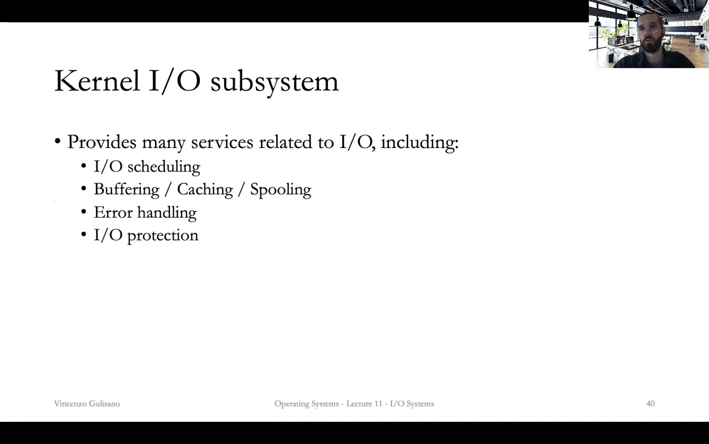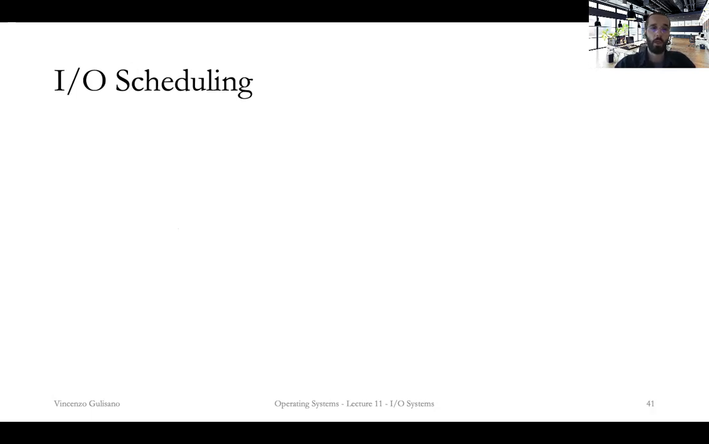We will also discuss what types of errors we can handle and different ways to handle them, and also, as we discussed rapidly, why there is a need for protecting specific parts of the memory, and that is also part of what the I/O subsystem does.